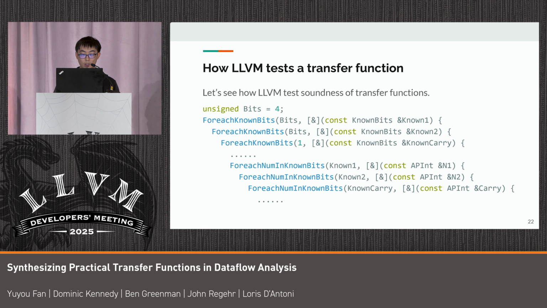So let's see how LLVM tests transfer functions. This is the code for how LLVM tests transfer functions. It first defines a bit width of 4, and it exhaustively enumerates all possibilities of left-hand side known bits and right-hand side known bits and extra parameters. It also enumerates all possible values in the first known bits and in the other known bits. So it takes a lot of time and it's not extendable to higher bit widths.